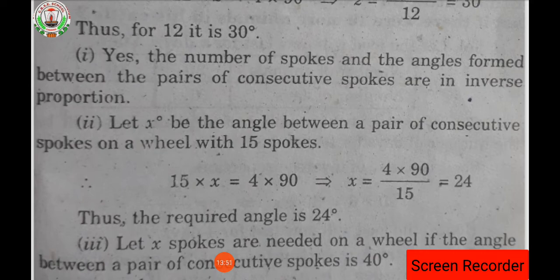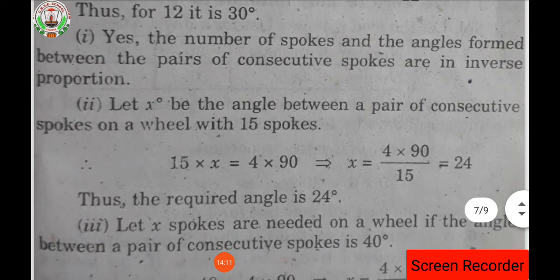Okay. So if we consider the angle between a pair of consecutive spokes to be x, with 15 spokes, then 15 into x is equal to 4 into 90. So x is equal to 24 degrees. So the required angle will be 24 degrees if the number of spokes is 15.